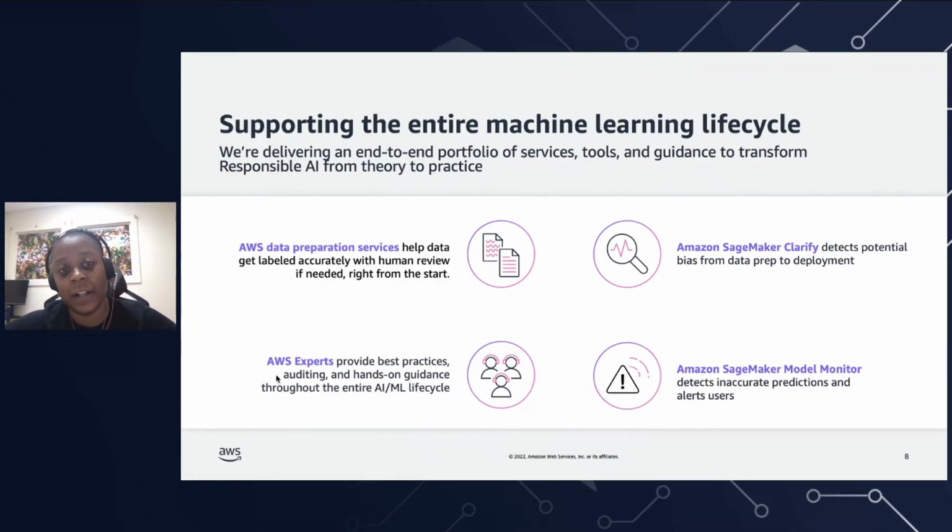So we want to make sure that we're supporting the entire machine learning lifecycle when it comes to responsible AI. I know at AWS we have an end-to-end portfolio of services, tools, and guidance to help you. There are also tools like SageMaker Clarify that help you detect potential biases in data. There are the AWS Data Protection Services where you can get data labeled accurately. You can choose the types of people that you would like to annotate that data from different demographics and backgrounds, and we help you with that with our experts that we have in-house.